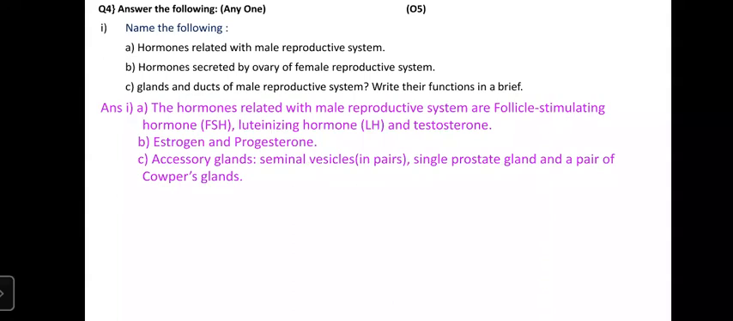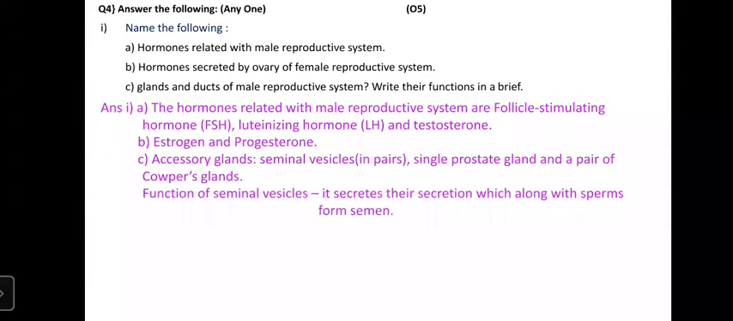See the answer here. You have to mention which glands and ducts are present in the male reproductive system, and then explain their functions. So which are the accessory glands? Seminal vesicles, they are present in pairs. The single prostate gland and a pair of Cowper glands. So these are the glands present in the male reproductive system.